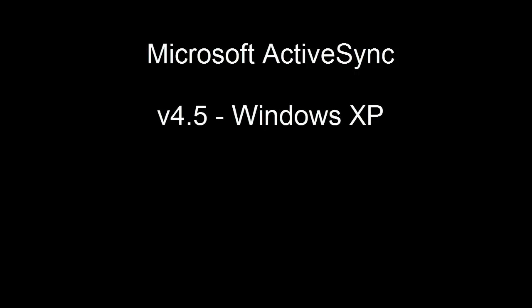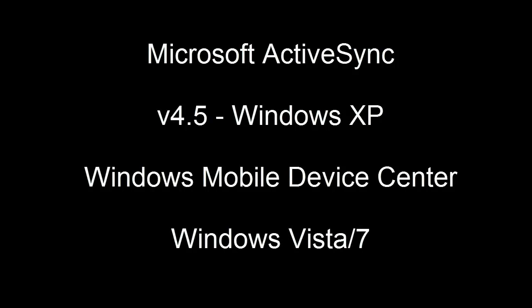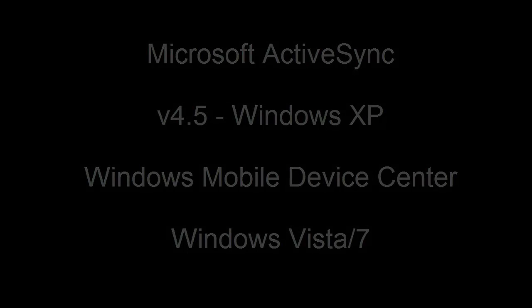Okay, before you get started here, you're going to need to make sure that you have Microsoft's ActiveSync, and if you're running Windows XP, that's going to be version 4.5, and if you're running Windows Vista or Windows 7, that's going to be the Windows Mobile Device Center. Either one of those can be downloaded directly from Microsoft's website, www.microsoft.com. Just use their search feature, type in ActiveSync, it's all one word, and you'll get the list of results based on operating system type.